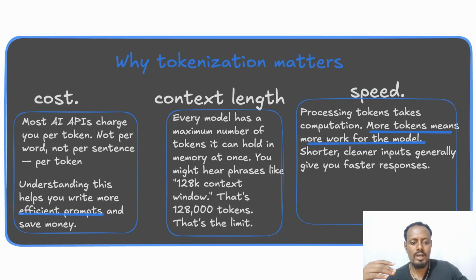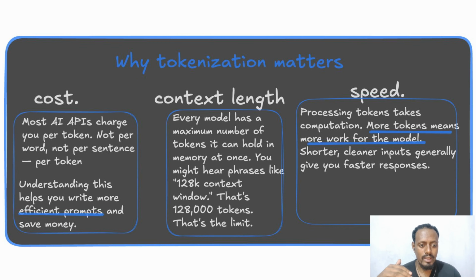And third, context length. Every model has a maximum number of tokens it can hold in memory at once. You might hear a phrase like 128K context window. That is 128,000 tokens. That is the limit. If your conversation or document exceeds that, the model literally cannot see the earlier parts anymore. It just forgets them.